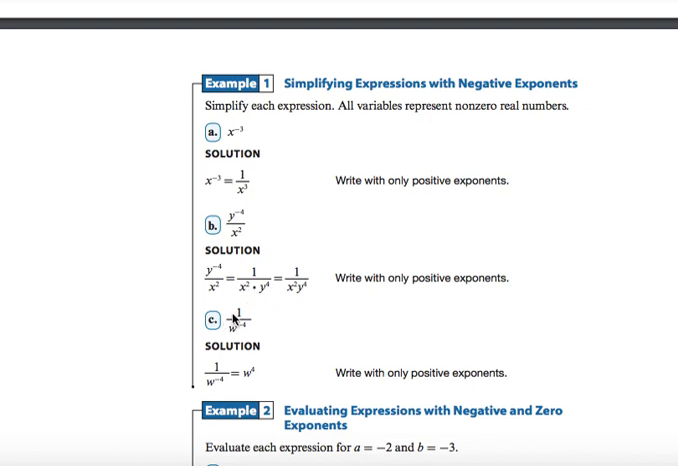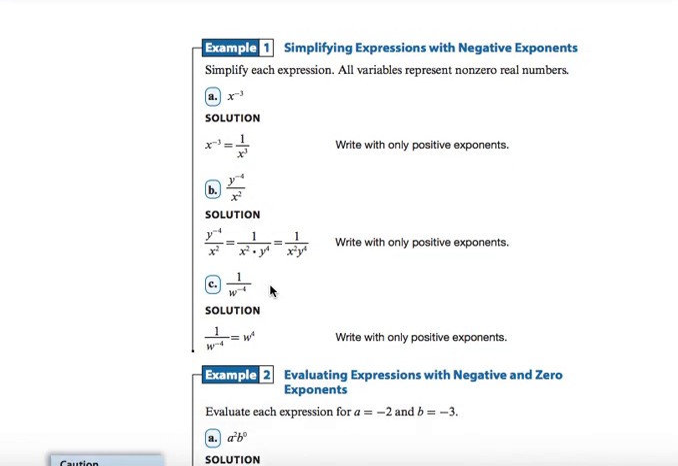Here you've got 1 over w to the negative fourth. If it's already negative and it's in the denominator, it's reversed and it flips to the numerator in this case. So if it's negative in the denominator, it becomes positive in the numerator. I'll say that again: if it's negative in the denominator, it's positive in the numerator. If it's just a negative exponent overall, then it's positive in the denominator.